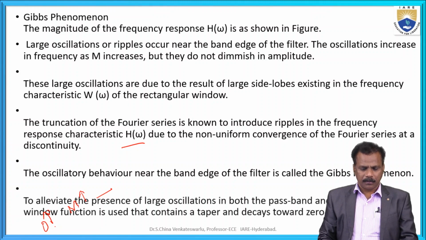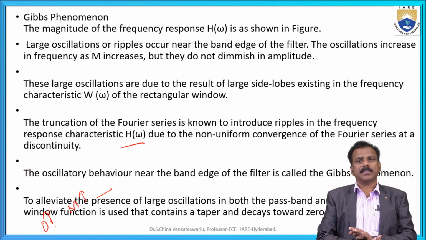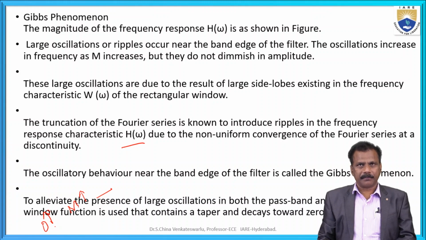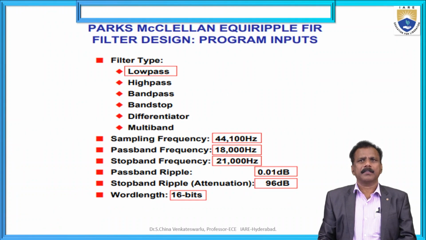To alleviate the presence of these large oscillations in both the passband and the stopband, a window function is used that contains a taper and decays towards zero gradually. This is the greatness of analyzing the Gibbs phenomenon.